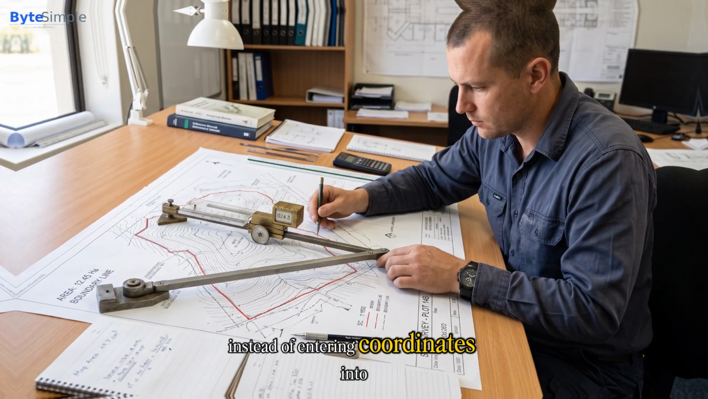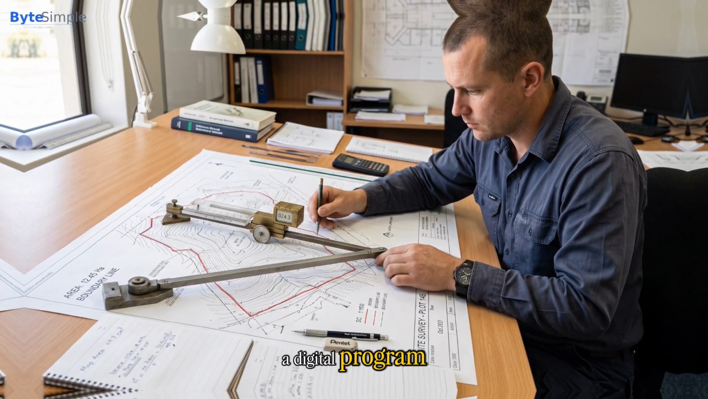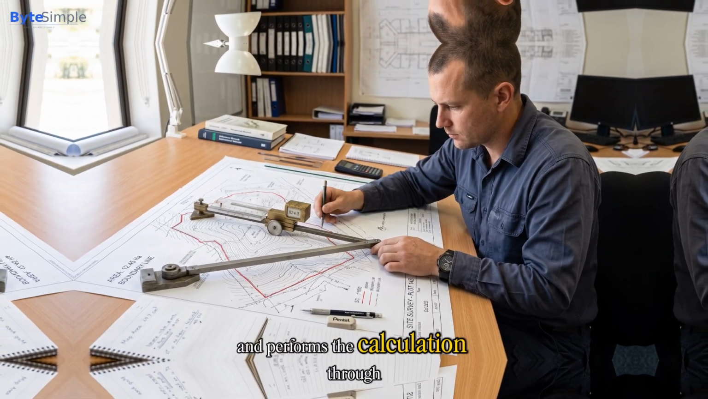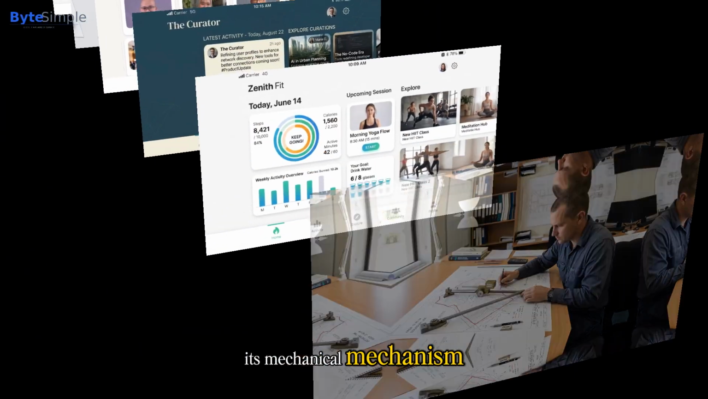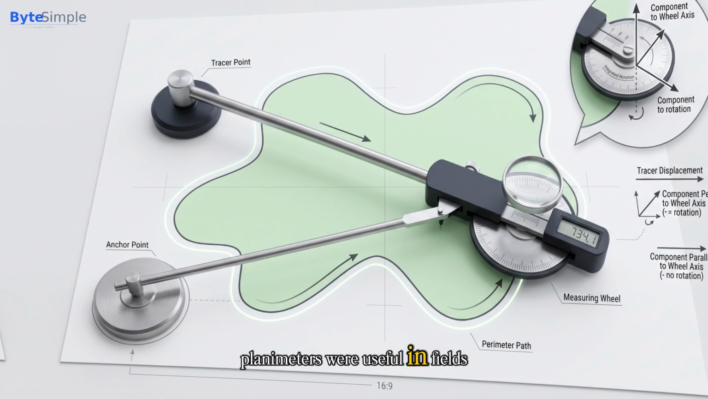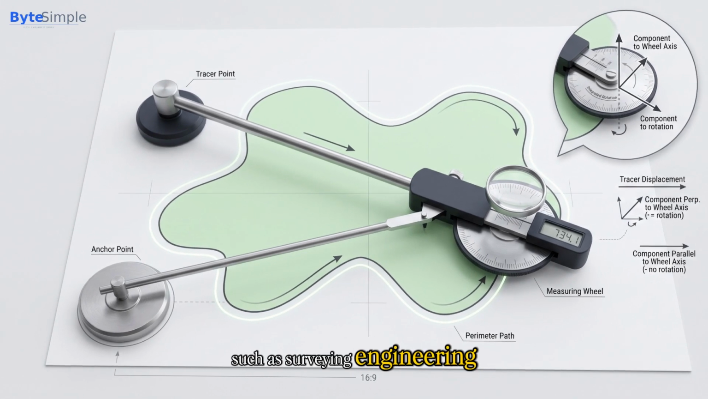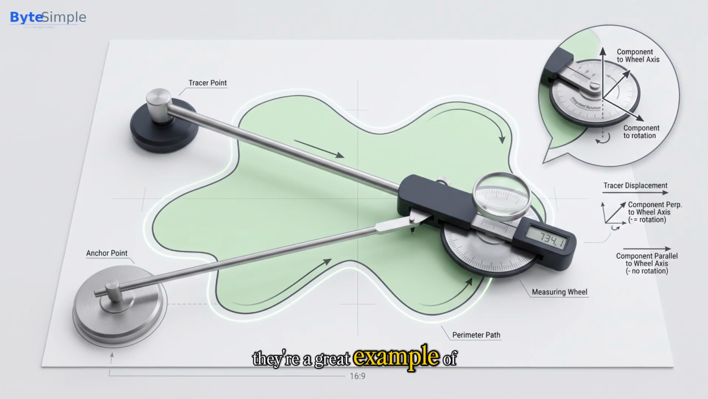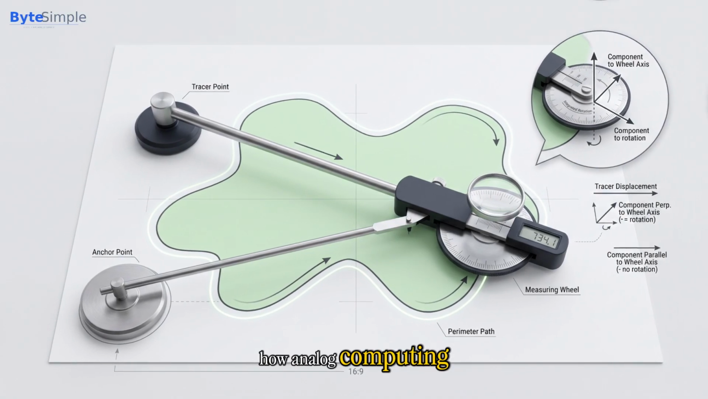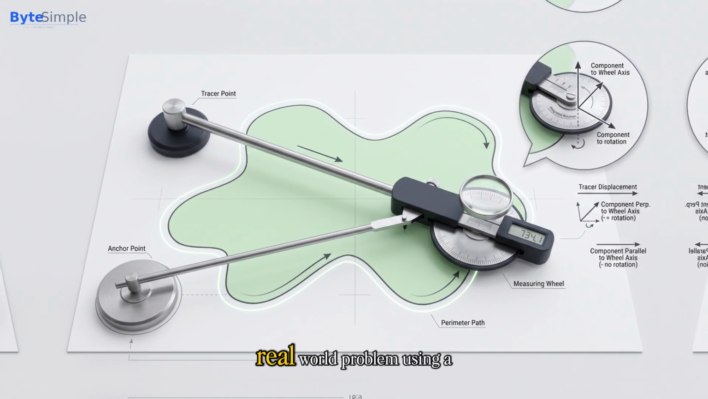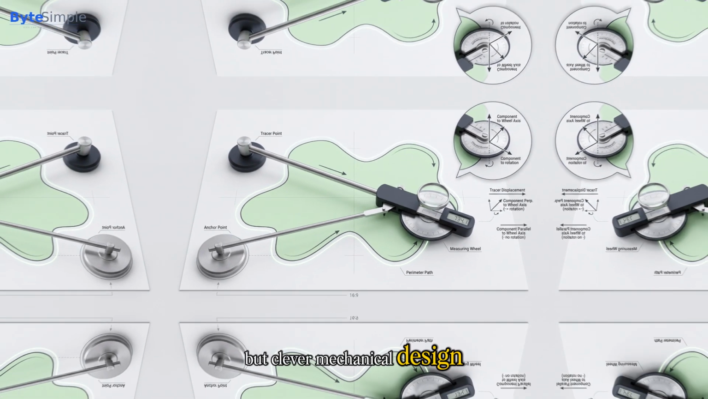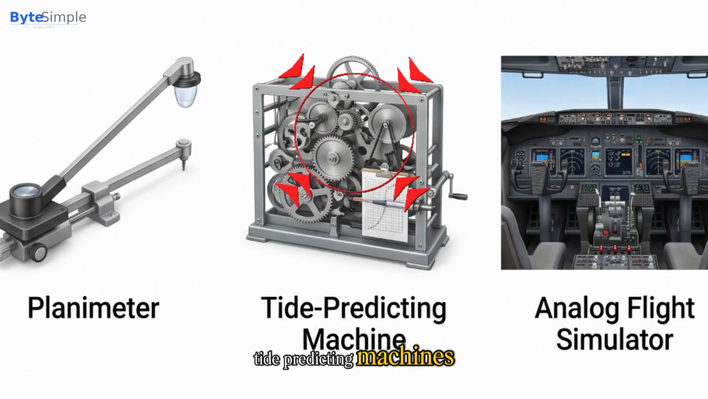Instead of entering coordinates into a digital program, the device physically follows the boundary and performs the calculation through its mechanical mechanism. Planimeters were useful in fields such as surveying, engineering, cartography, and architecture. They're a great example of how analog computing could solve a very specific real-world problem using a simple but clever mechanical design.